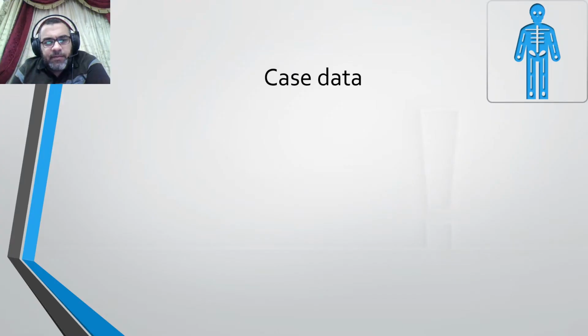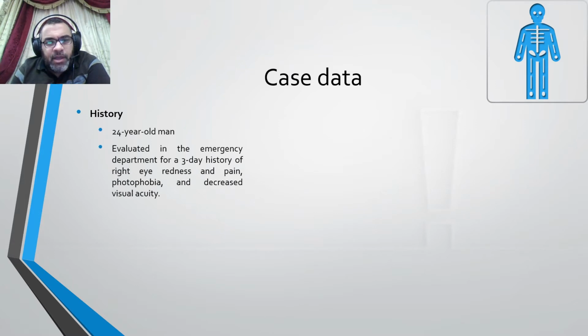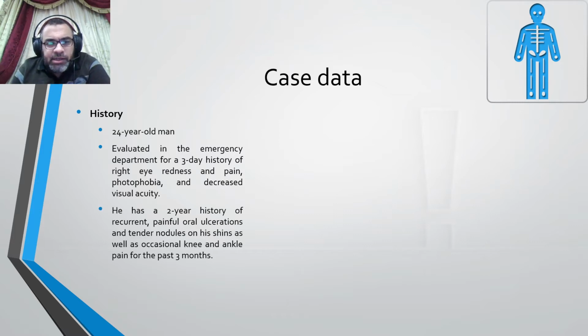Case data: A 24-year-old male evaluated in the emergency department for a 3-day history of right eye redness, pain, and photophobia with decreased visual acuity. He had a 2-year history of recurrent painful oral ulcerations and tender nodules on his chin, as well as occasional knee and ankle pain for the last 3 months. His only medication is occasional ibuprofen for joint pain.